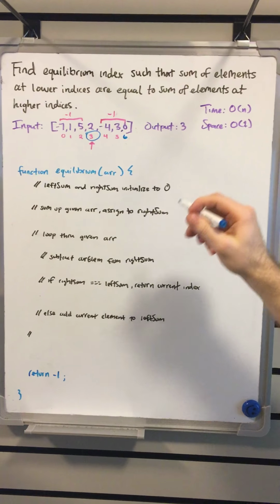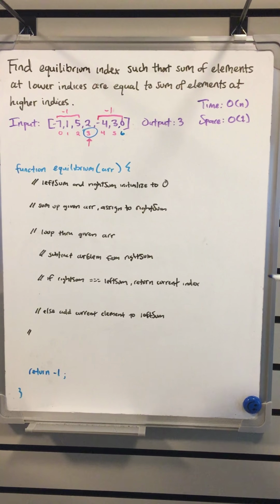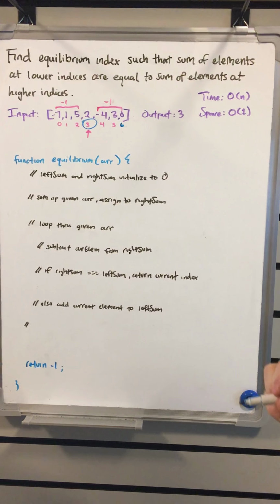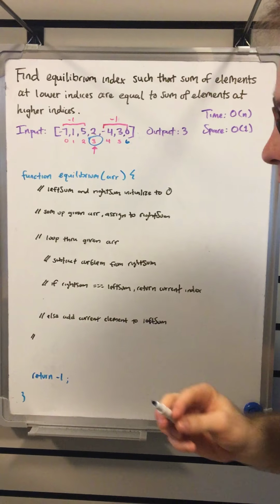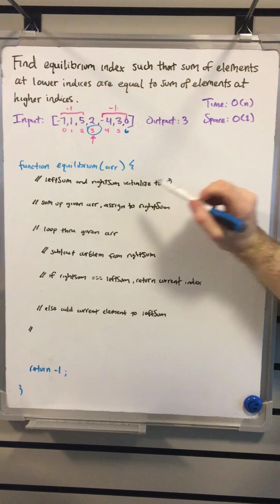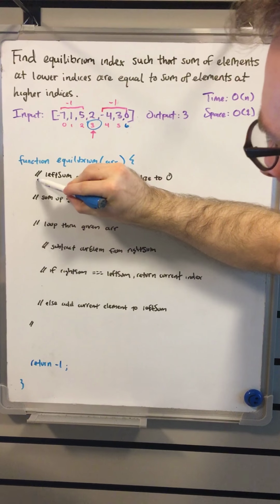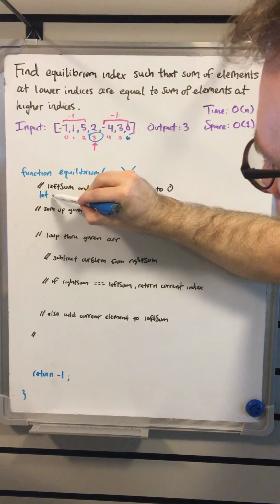We're going to tackle this problem in O(n) time and O(1) space. So let's take a look at our pseudocode. What we're going to do is initialize two variables called left sum and right sum. We're going to initialize them both to 0. Left sum equals 0. Right sum equals 0.